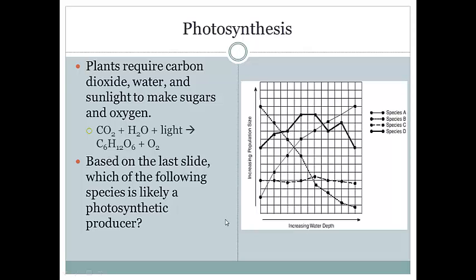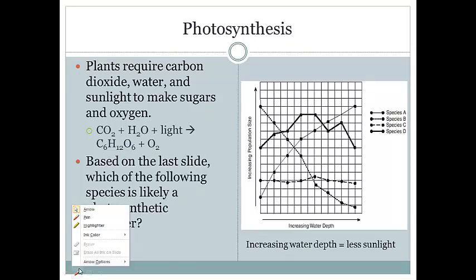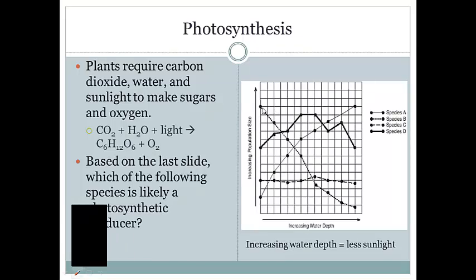So what is it about water depth that relates to photosynthesis? Well, the deeper down we are in the water, the less sunlight can penetrate. So any photosynthetic producers are going to get less sunlight the deeper down they are. So we would expect that for something that is photosynthetic, as we go down in the water column, the population should get smaller too because there's less sunlight available for photosynthesis.